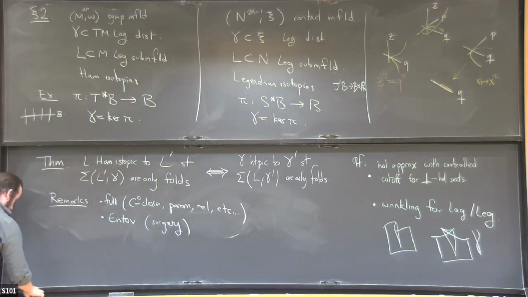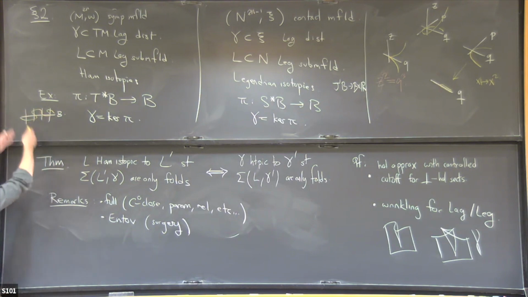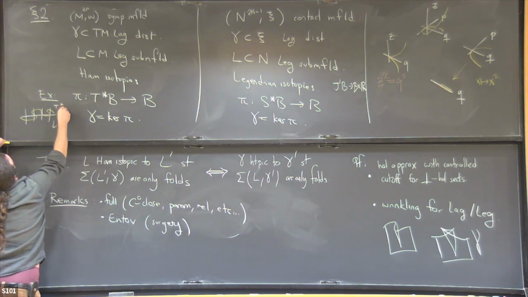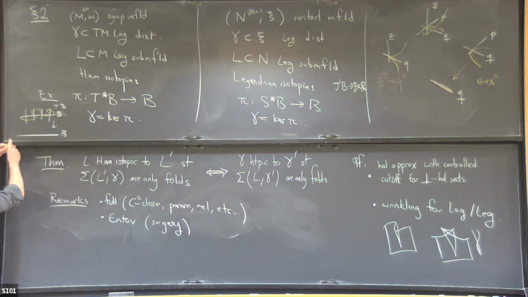Lagrangian. And the tangencies of the Lagrangian with respect to the vertical distribution are the same. So this is the cotangent bundle. Here's the zero section. So then the tangencies are the same as the projections of this map to the base. So I think that's all I want to say about the theorem. So any further questions?